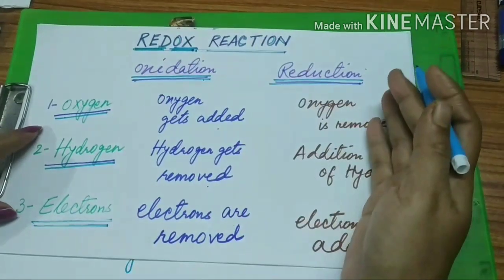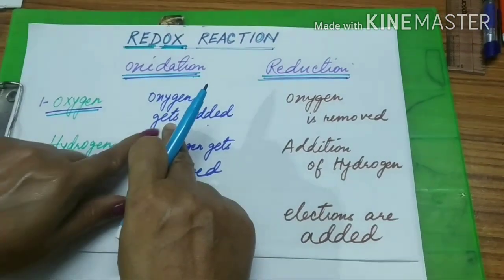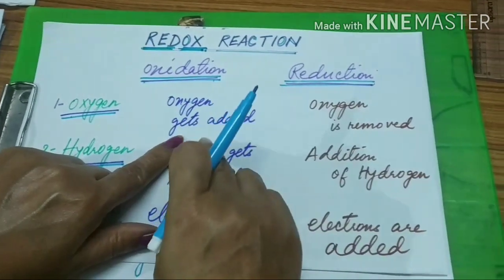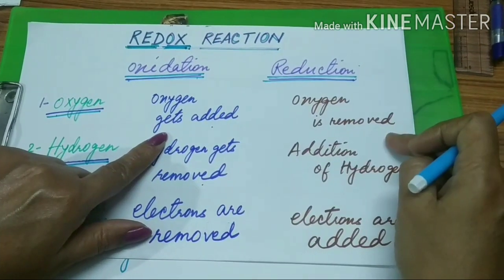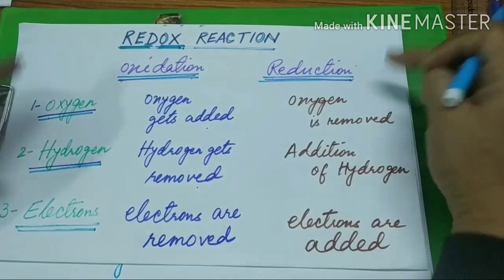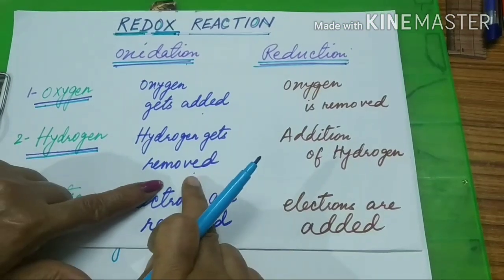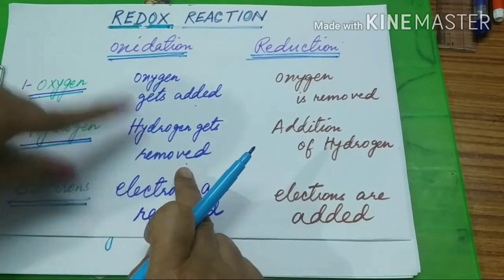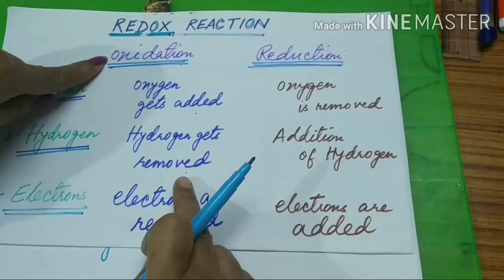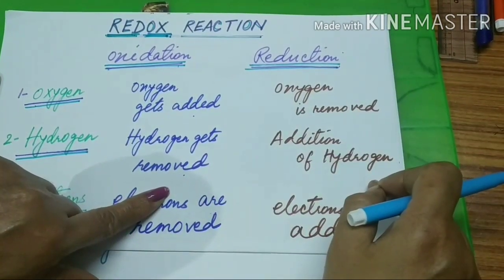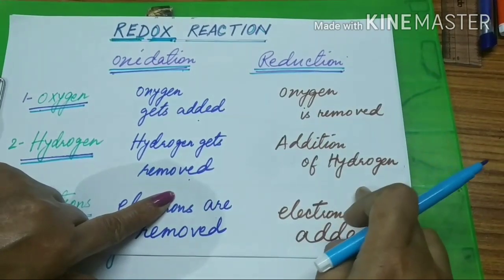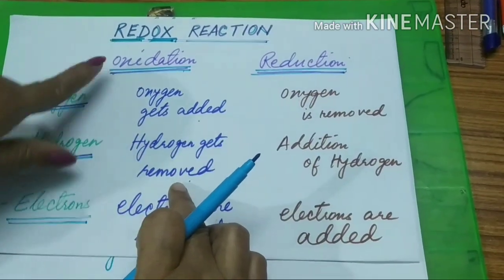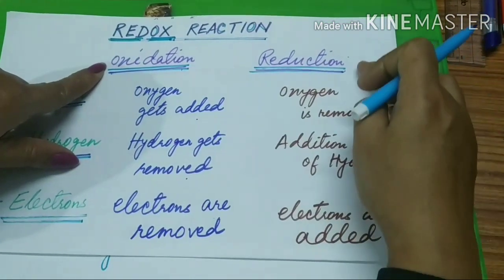So, just the opposite is reduction. Here it is addition, so removal of oxygen is reduction. I'm repeating, addition of oxygen is oxidation, removal of oxygen is reduction. Now in terms of hydrogen, removal of hydrogen is oxidation. When hydrogen gets removed from something, we say it is undergoing oxidation. The opposite is reduction. Here it is removal, so addition of hydrogen is reduction. So if hydrogen is removed, oxidation; hydrogen is added, reduction.